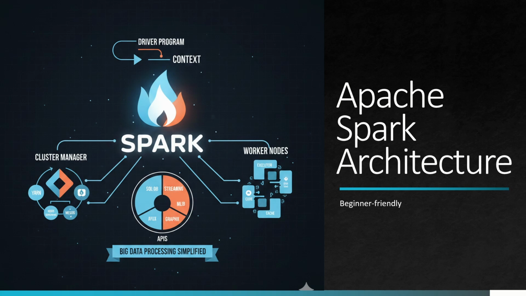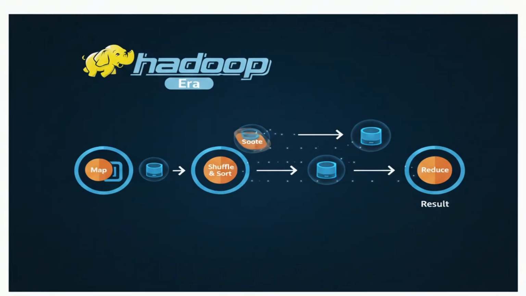Let's go back to the old world of big data. Back then, the king was Hadoop MapReduce. MapReduce was revolutionary. It could process huge data in clusters, but it had a problem. It was designed mainly for batch processing and it wrote to disk again and again.